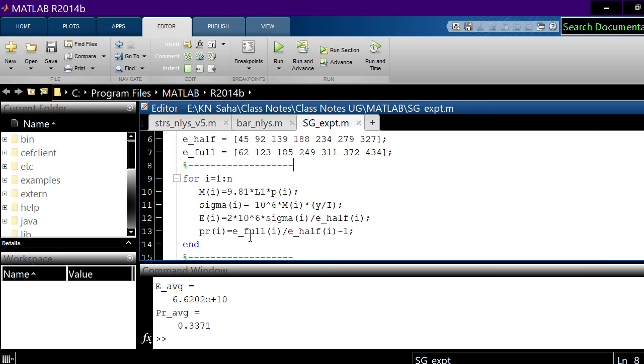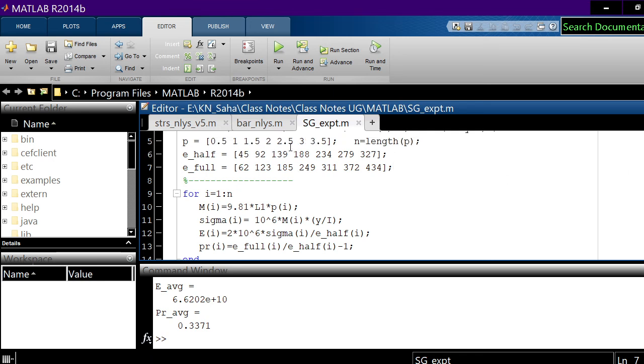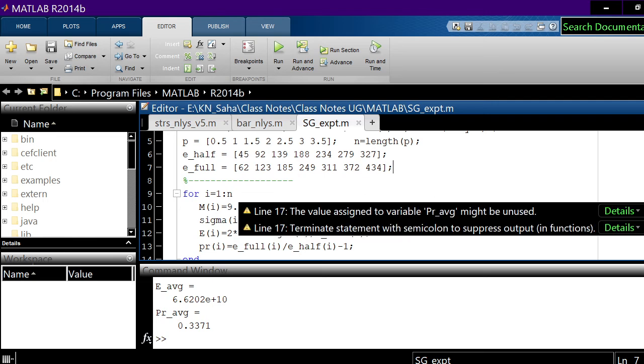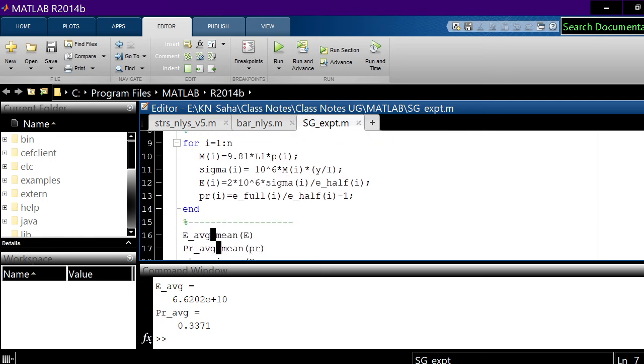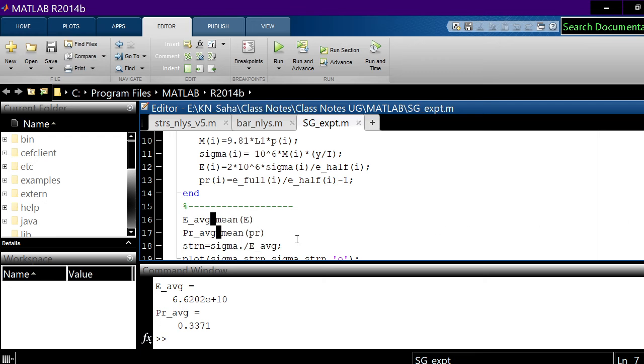And in the next part we have Poisson's ratio, which is basically the ratio of the full bridge and half bridge reading, minus 1. Yes. Right. So these are the values of elasticity modulus and Poisson's ratio corresponding to each load, corresponding to each observation, right? So what next? A particular value is the average value. The mean of this E and the mean of this Poisson's ratio will give us the average value.